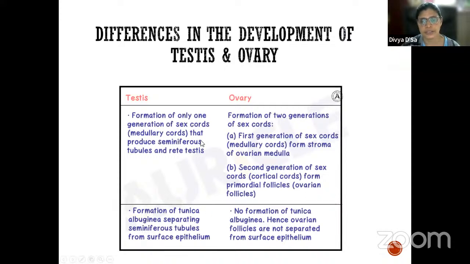So this is basically a comparison between the male and female gonads. The testis forms only one type of generation of sex cord cells. Here it forms two generations in ovaries, the first generation and the second generation. First generation medullary cords form the stroma of the ovarian medulla. Second generation forms the primordial follicles. In the testis there is formation of tunica albuginea. Here there is no formation of tunica albuginea, so the ovarian follicles are not separated from the surface epithelium.